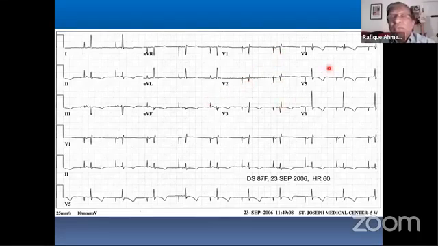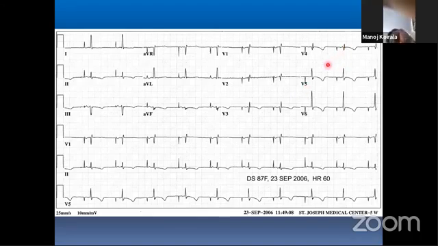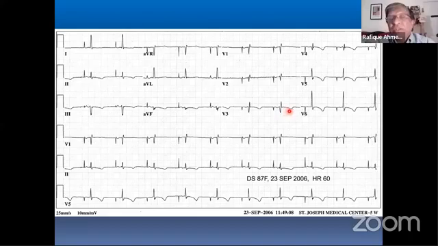V1, V2, V3, V4. Almost a Q wave, right? Or poor R wave progression. Yes, sir. You have to describe that. And then T inversion in leads V3, V4, V5, V6. Yes. So what is the final diagnosis?